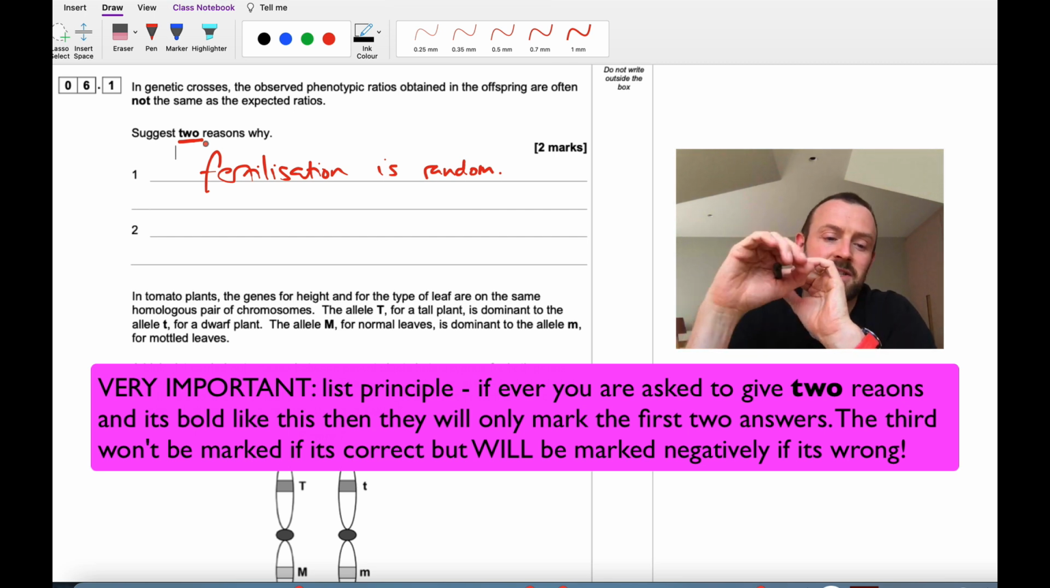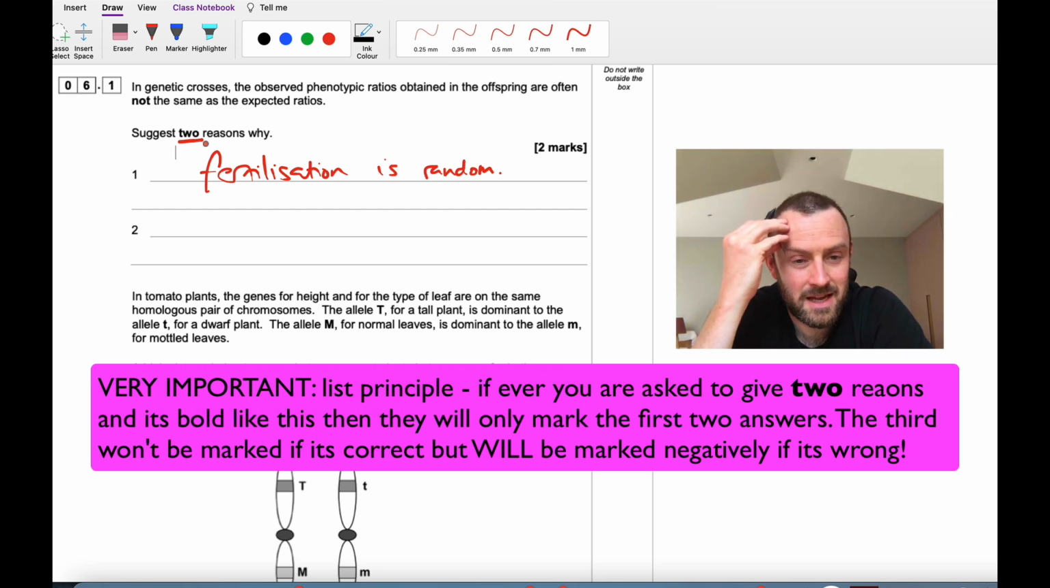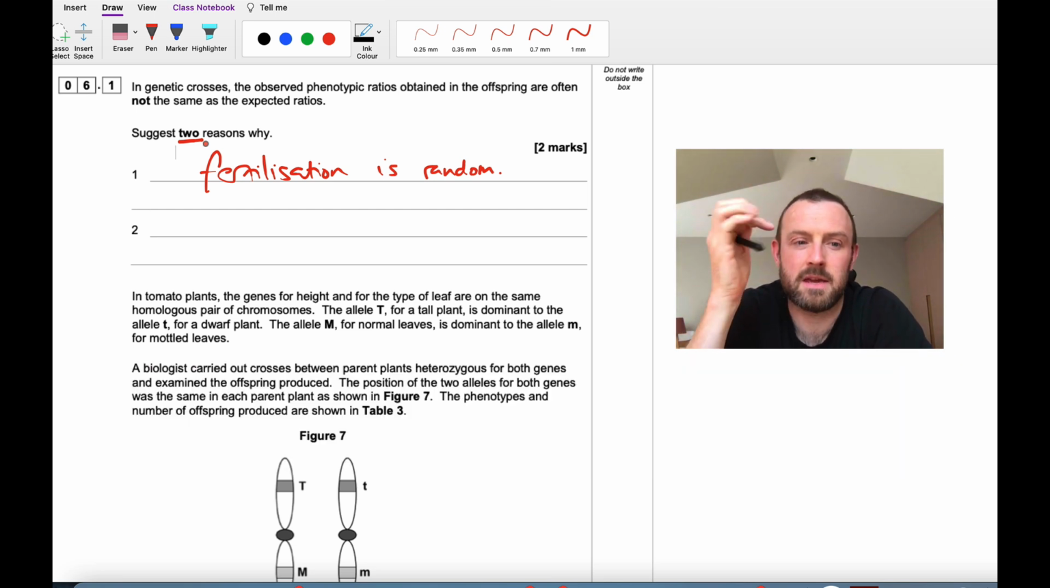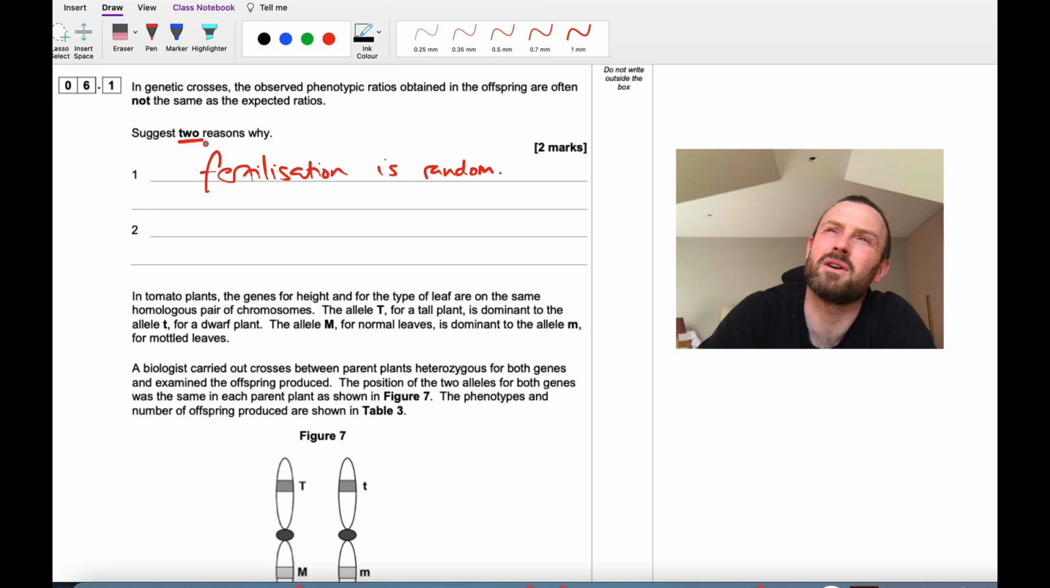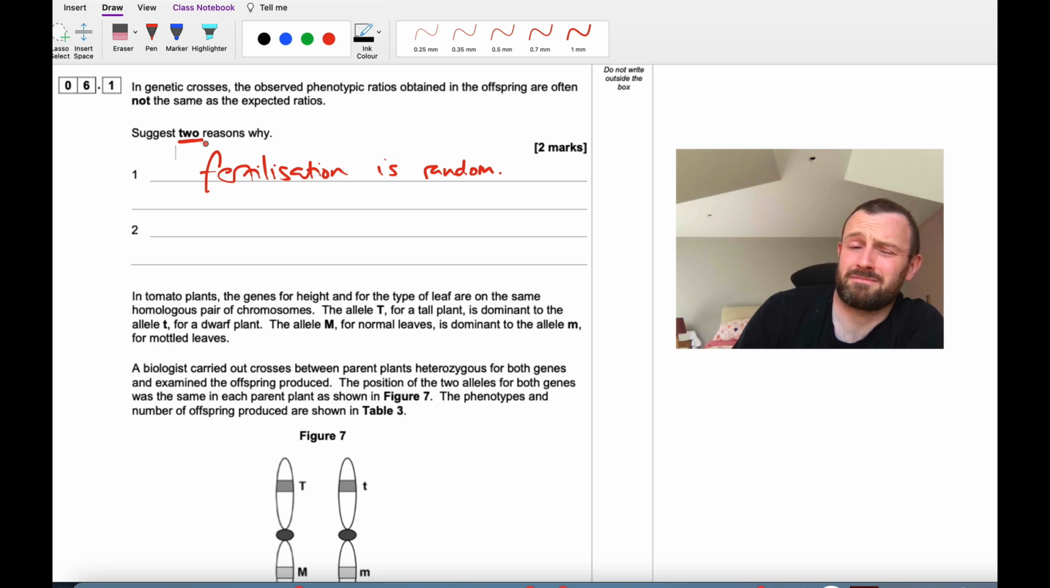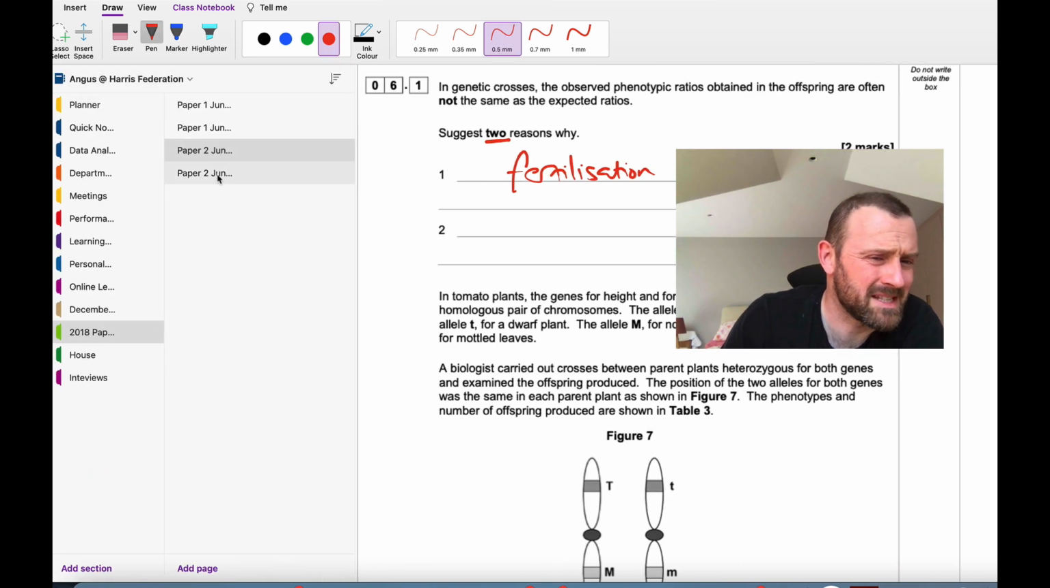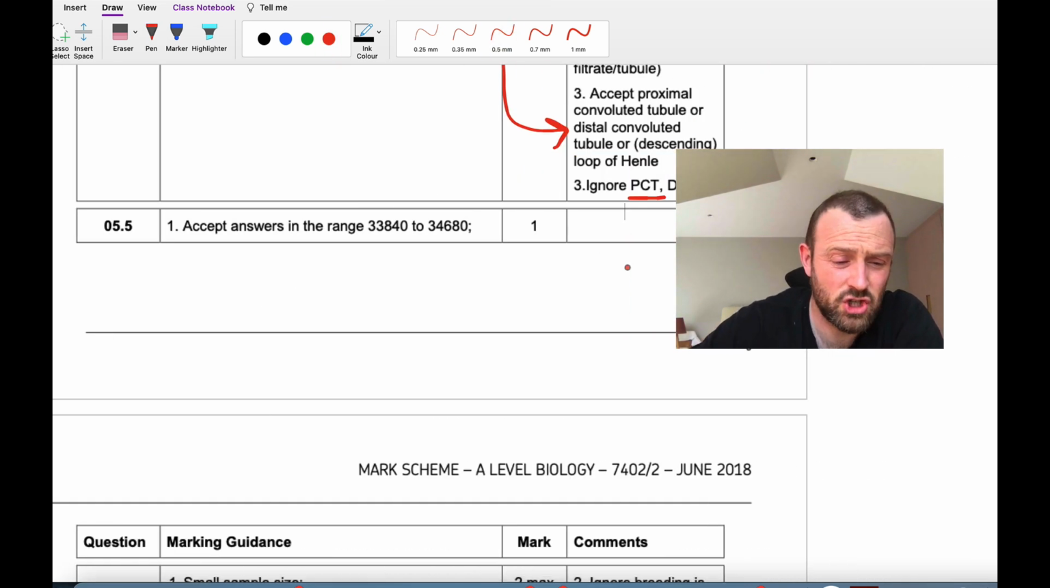So fertilization is random, and the other thing I'm thinking is maybe there might be crossing over, or there might be mutation. What would I go with? I guess I'd go there might be crossing over. That's what I'm going to go with. I'm not sure if that's going to get me my 2nd mark, but I'll give it a shot.